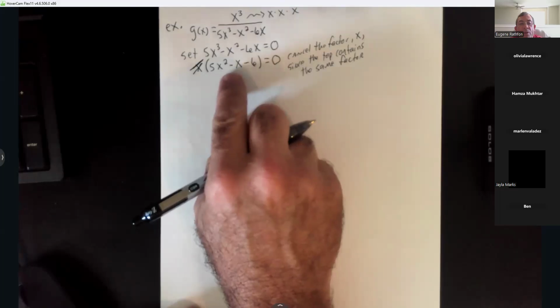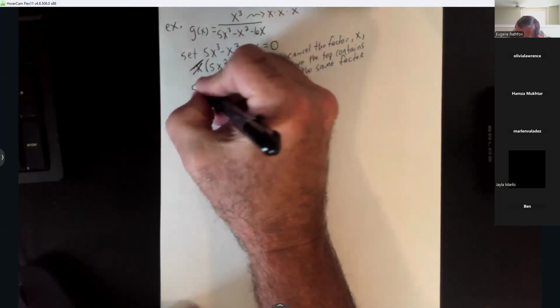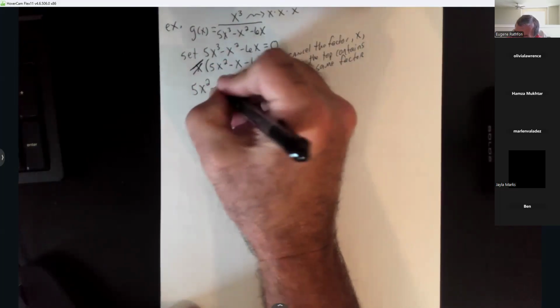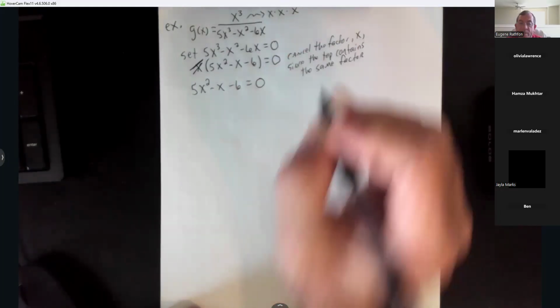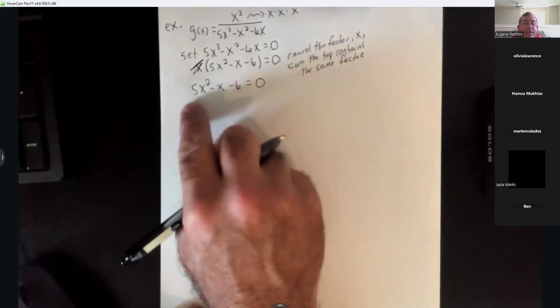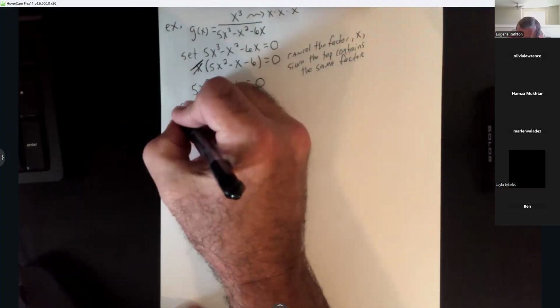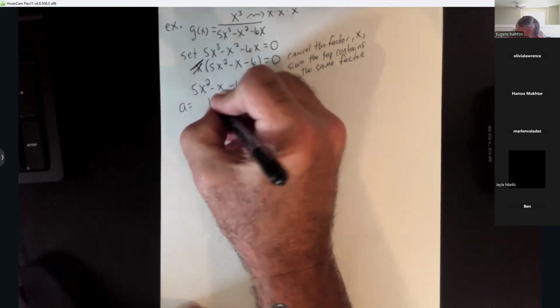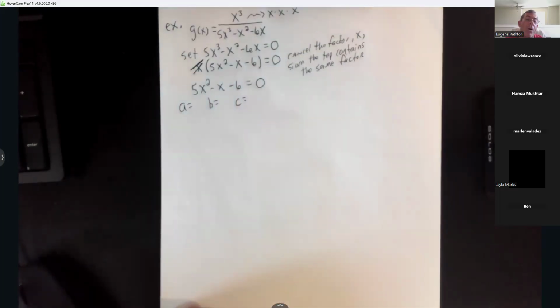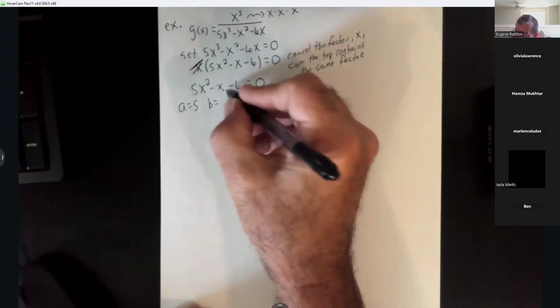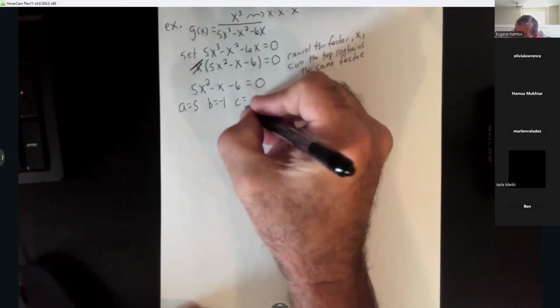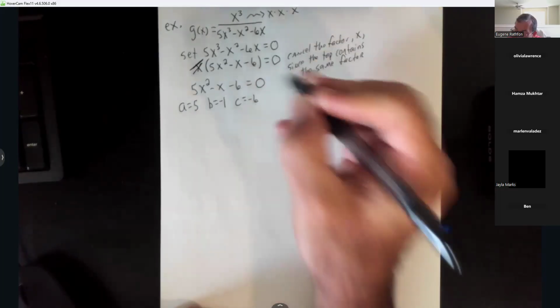So now, all that's left is the 5x squared minus x minus 6 equal to 0. So this we've got to solve. I'm going to use my quadratic formula real quick. A is 5, B is negative 1, C is negative 6.